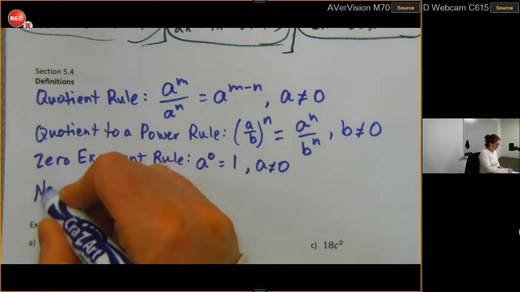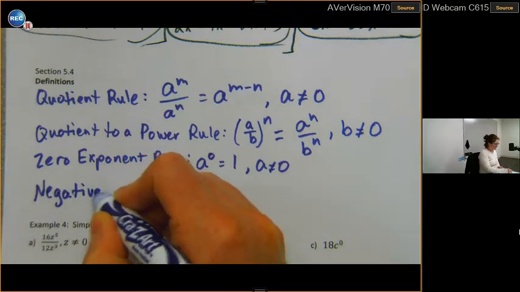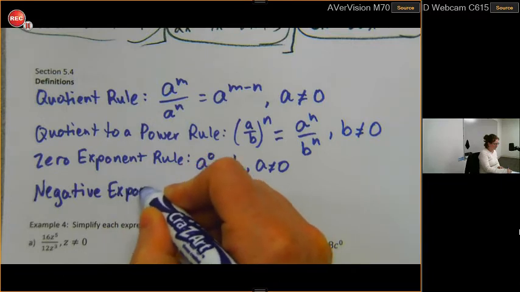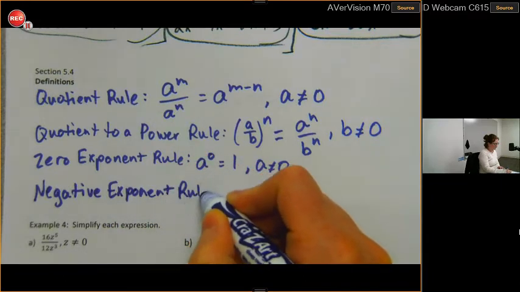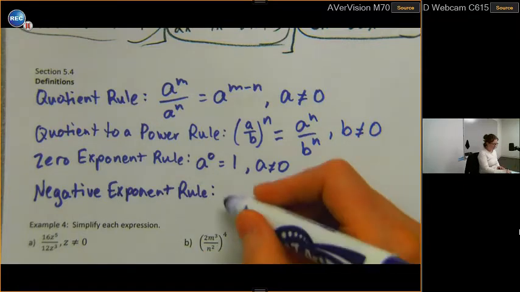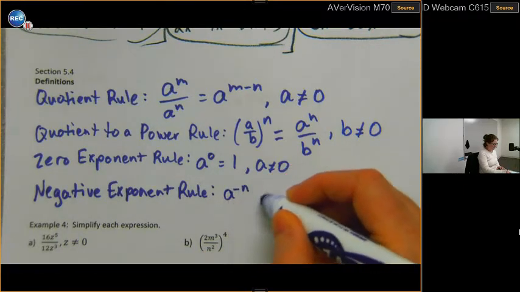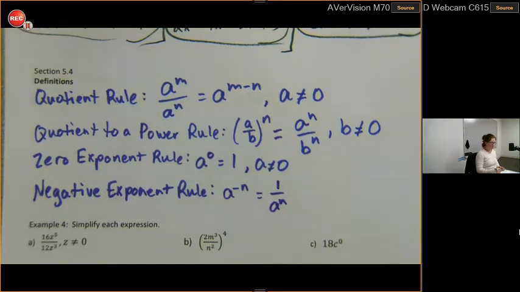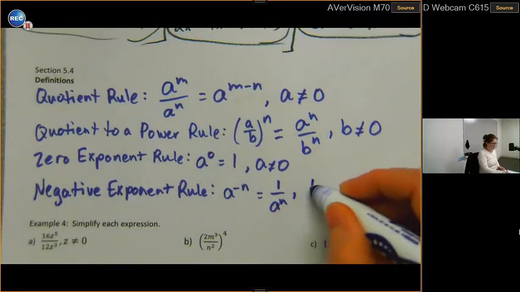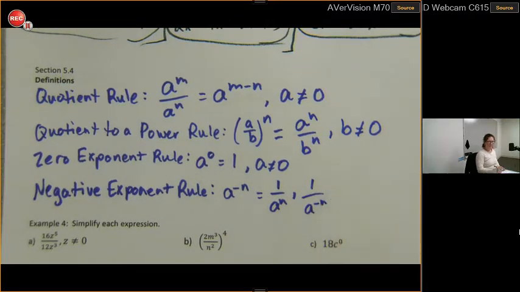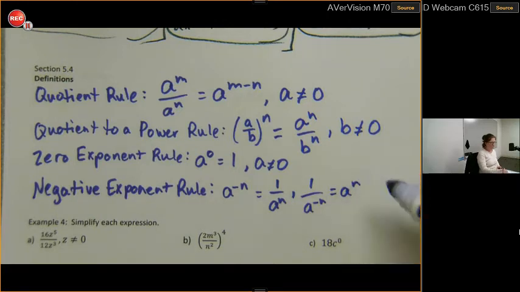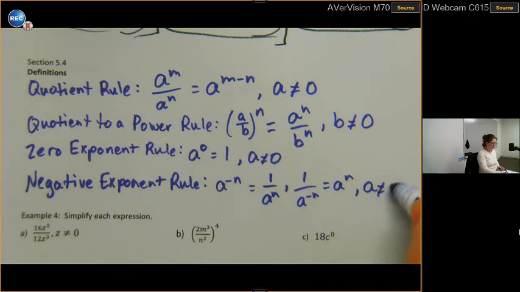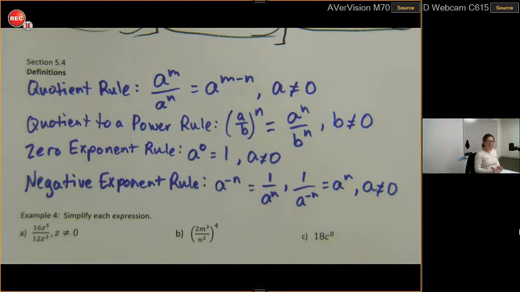We also have a negative exponent rule. The negative exponent rule: if I want to make the exponent positive, it's going to move to the other side of the fraction. Or if it starts out negative in the denominator, then it'll move to the numerator and become positive. Also, a cannot equal 0 since it either starts out or could end up in the denominator of a fraction.